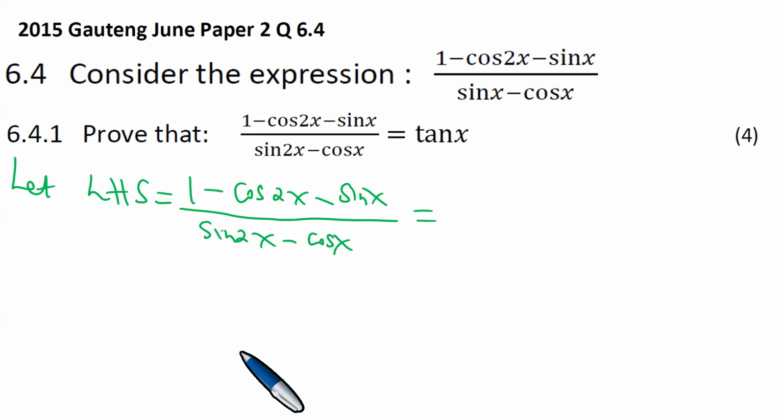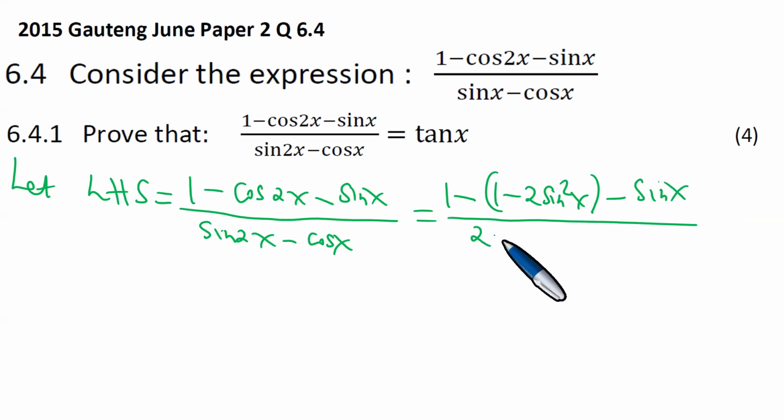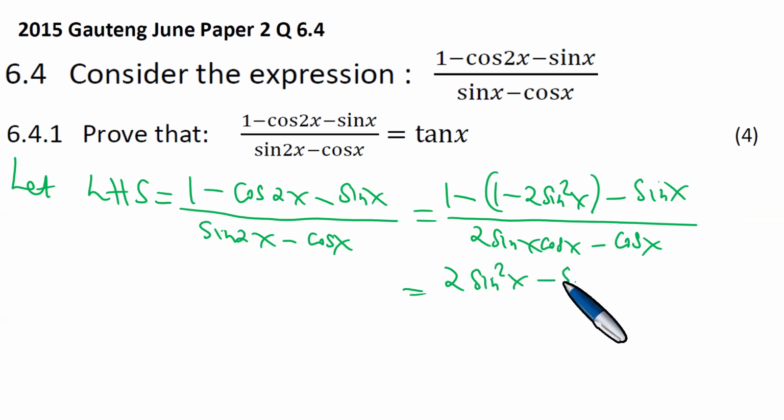So this is awesome. In the numerator, we need sine. What identity am I going to use for this one? 1 minus 2 sine squared x, divided by 2 sine x cosine x minus cosine x. Okay, 1 minus 1 becomes 0, giving us 2 sine squared minus sine x, excuse me. In the denominator, you can factor out cosine x, and this gives us 2 sine x minus 1.